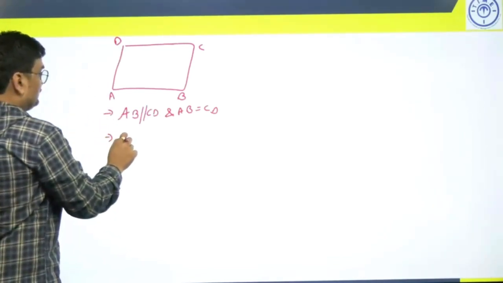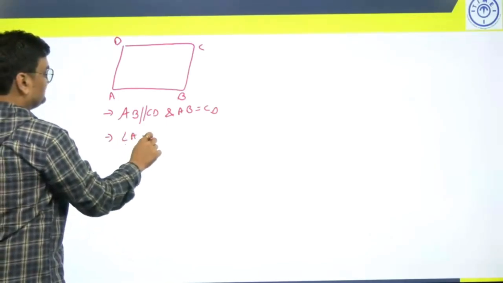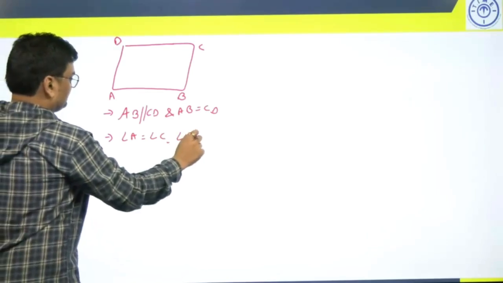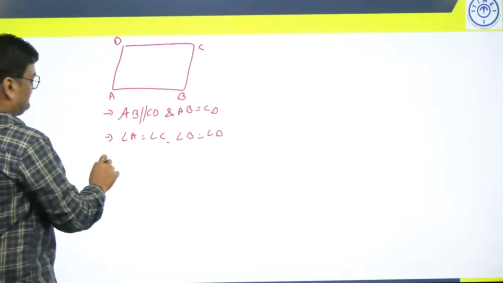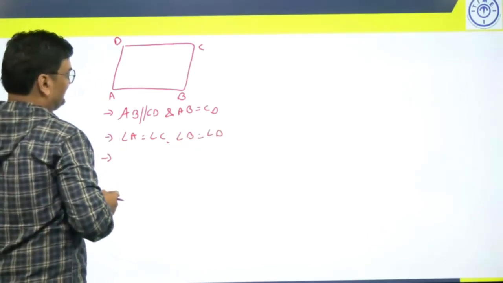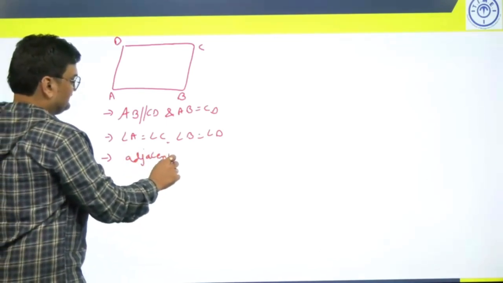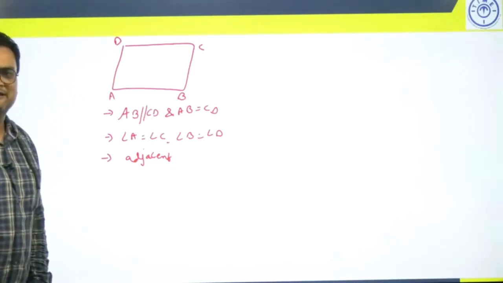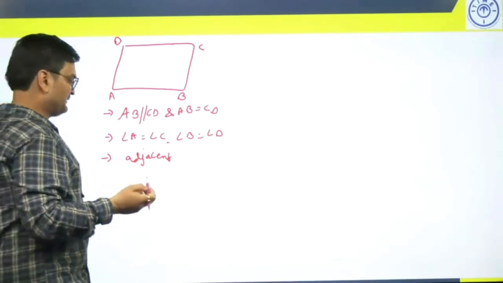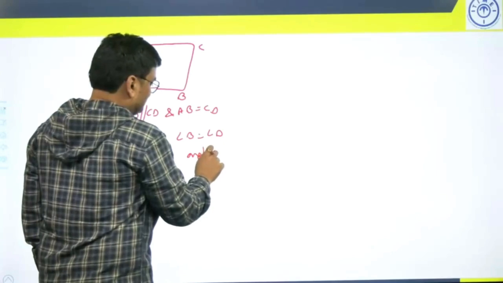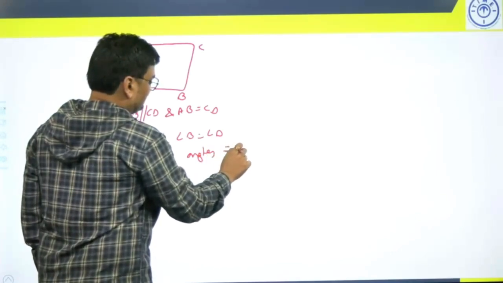Not just that, opposite angles are also equal. One more property is adjacent angles: any pair of adjacent angles, A with B, A with D, B with C, C with D, any pair of adjacent angles will be supplementary.